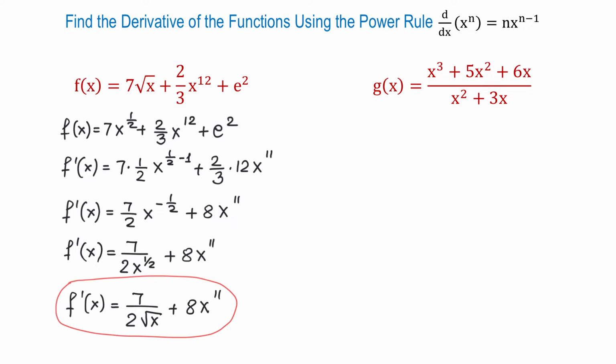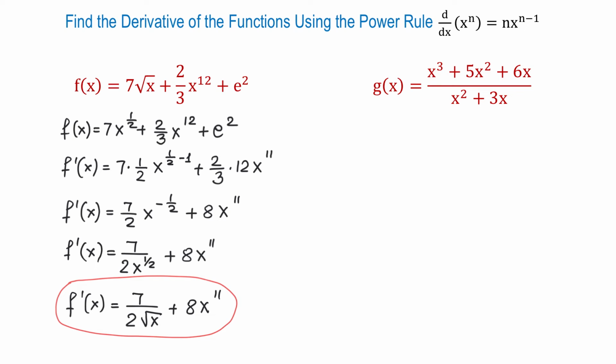Now, the second function we will work with is g of x equals x cubed plus 5x squared plus 6x over x squared plus 3x. When we have a function like the previous one, where we have a sum or a difference of terms, then we can apply the power rule on each of these terms individually. But when we have a rational function, we can't just apply the power rule on the numerator and on the denominator individually. So then, how can we find the derivative? For this specific function, this expression can be simplified using factoring, and that is what we will do first.